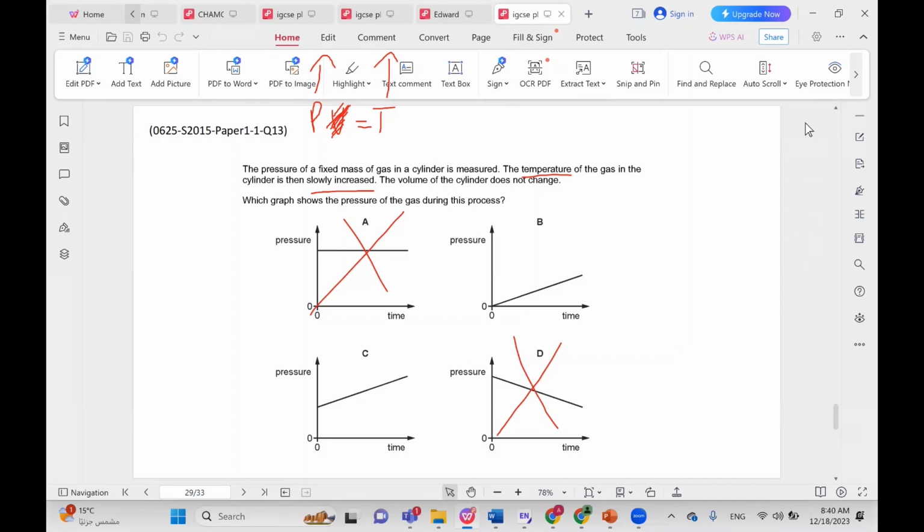And physically, you can't imagine really zero pressure. That means that the molecules are not moving at all. There are no collisions whatsoever. So it does not start at zero, definitely. So since it does not start at zero, therefore the correct answer is C.